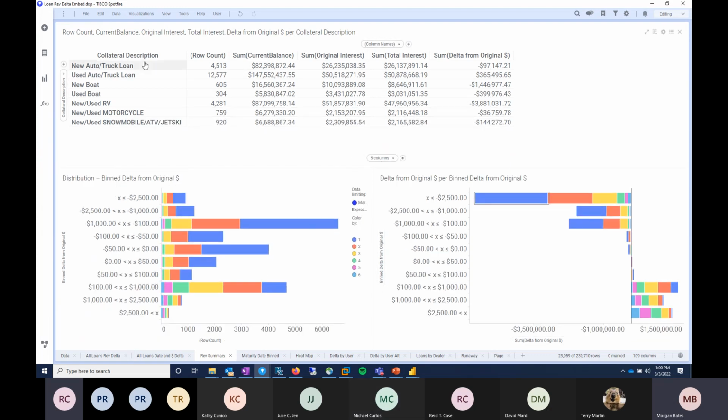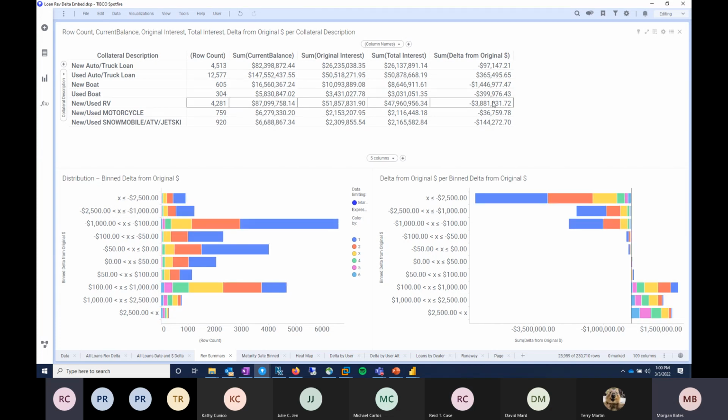So for instance, say, okay, new auto trucks or loans, they have 4,500 vehicles, current balance 82,000. They were supposed to get 26.2. They're actually going to get 26.1. So it's only up by $97,000. No big deal. That's a rounding error, basically. Same with the used, they're up by 365. New boat, a little more.